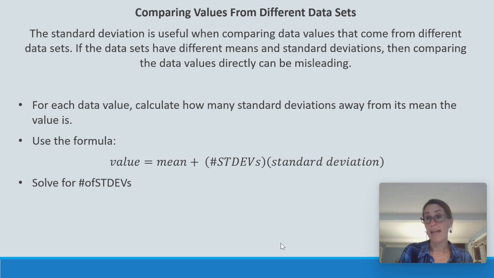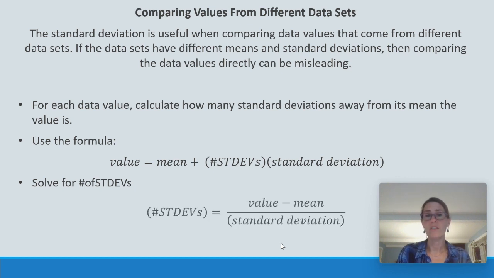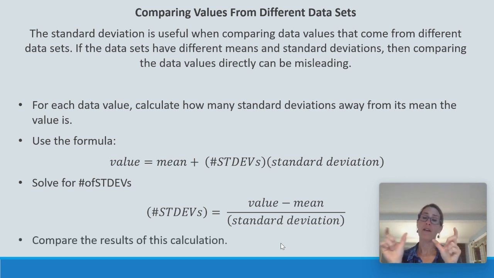So if we solve that little equation for the number of standard deviations, you get the value minus the mean, divided by the standard deviation. So if I knew the value and I was wondering how many standard deviations it is away from the mean, this is the formula I would use that would give me a number and tell me that. And then I can compare that for the data from different data sets, to see how far away from their mean they are.